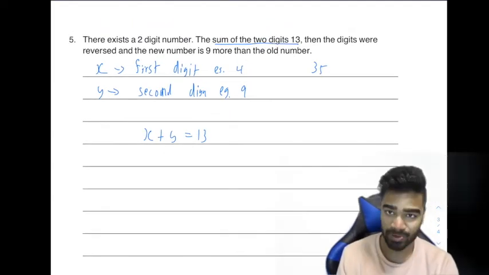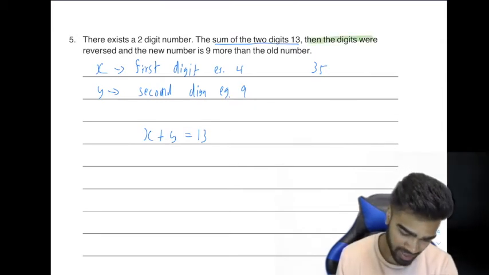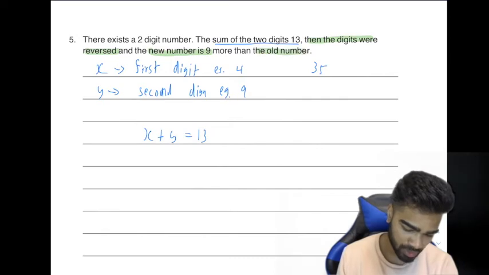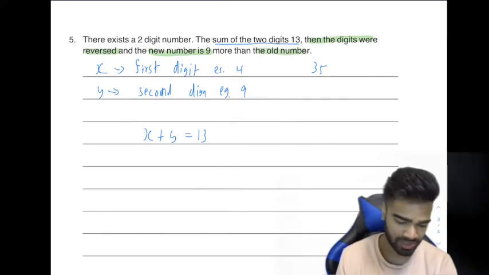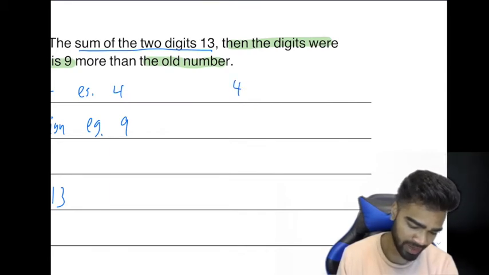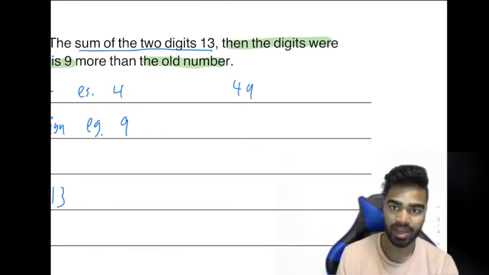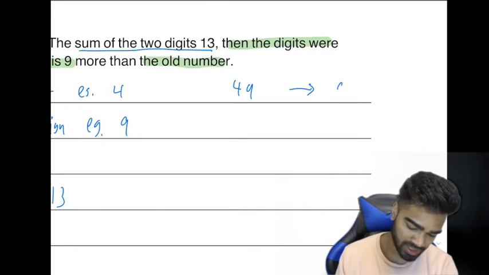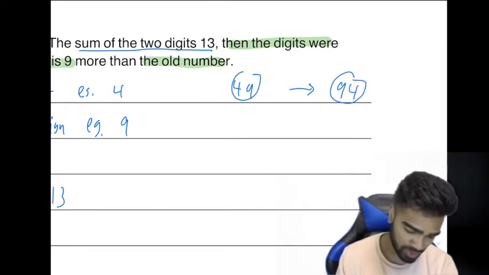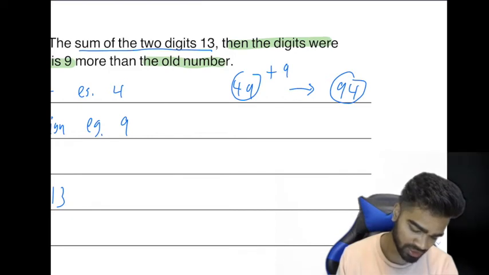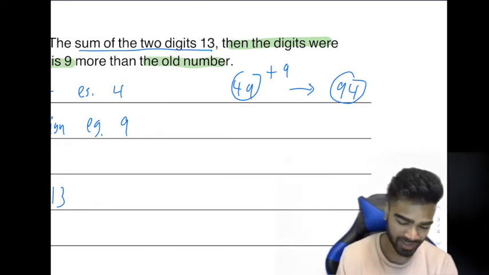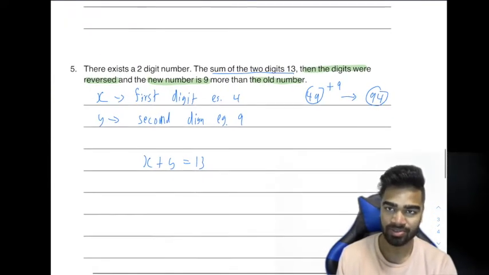Now, this next part is the trickiest part of this question. They're saying that the digits were reversed. Okay, the new number is 9 more than the old number. That's interesting. That means, let's say my number right now is 49. Okay, and if I reverse the digits, the new number is 94. This new number should be whatever the old number was plus 9. But you can see in this example, it's not the case. So we have to find this relationship.